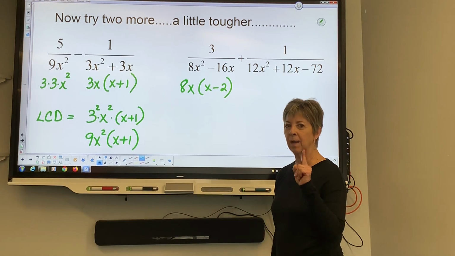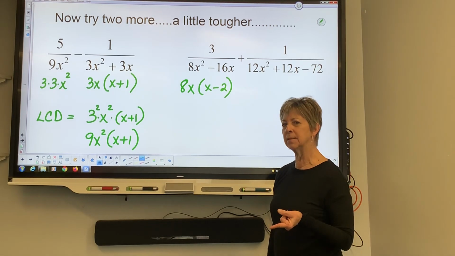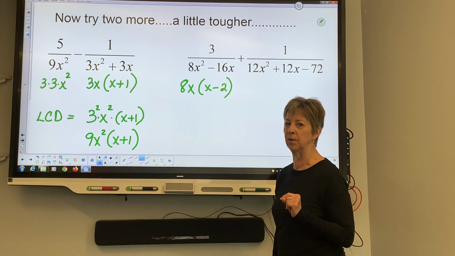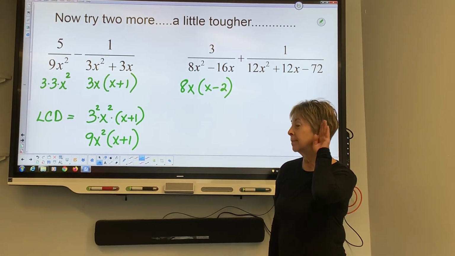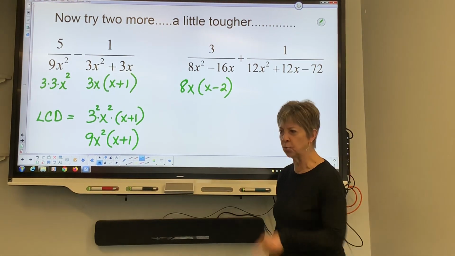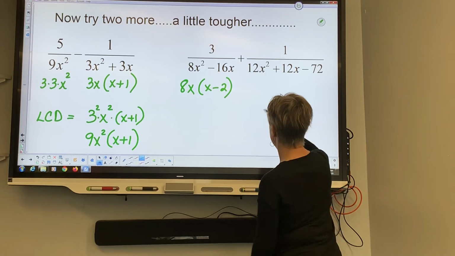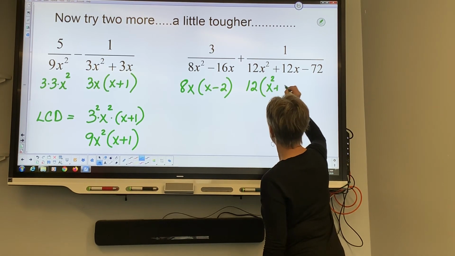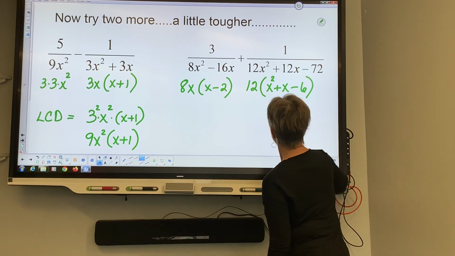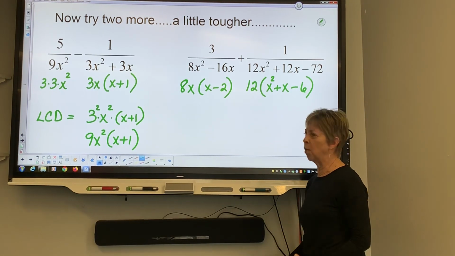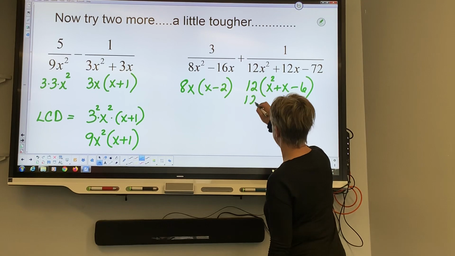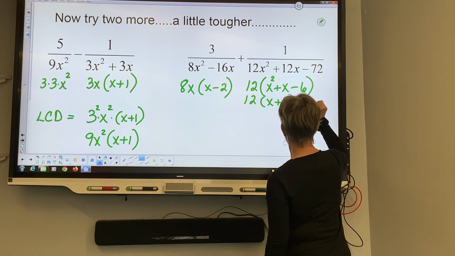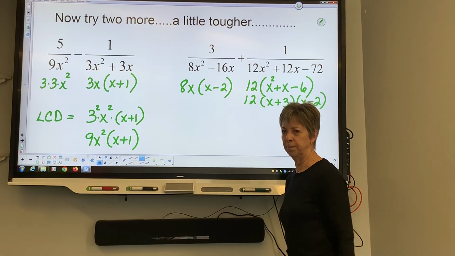But are you clever, guys? What could I do first to make this a lot easier? I don't hear anybody. Trenta, wake up. Okay, I'm going to take out a GCF of 12. Now the trinomial becomes very easy to factor. X plus 3, x minus 2.